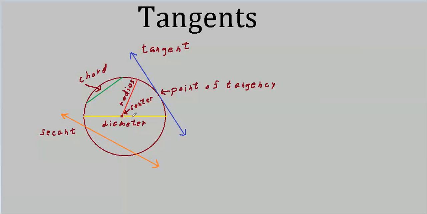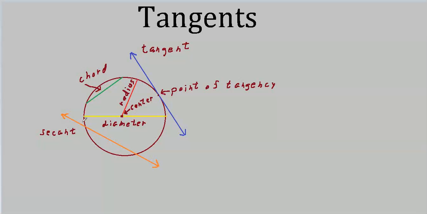If it doesn't pass through the center, then it's a chord. A line that connects 2 points which lie on the circle. That's a chord. So this diameter is actually a chord, but it's a special chord. It's one that runs through the center of the circle. And it connects these 2 points on the actual circle.